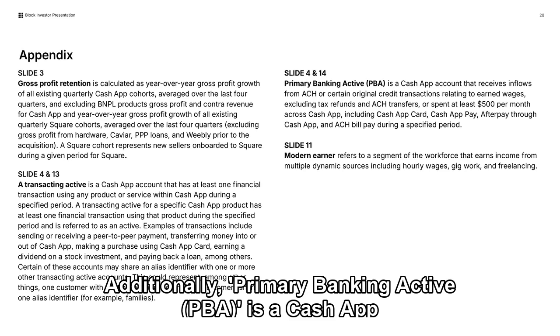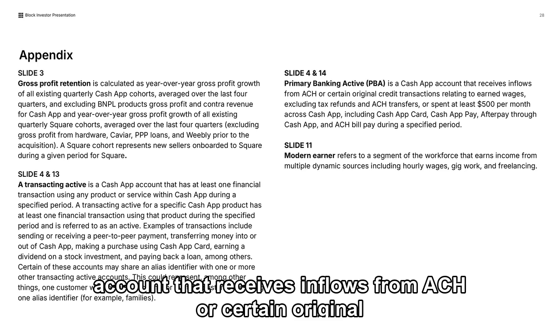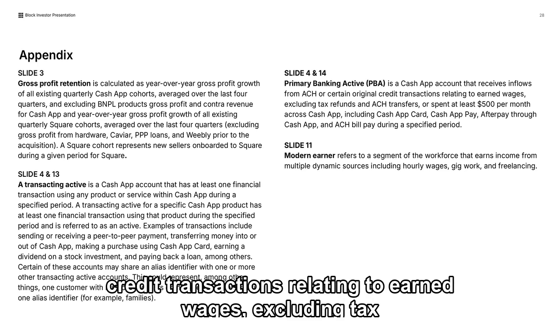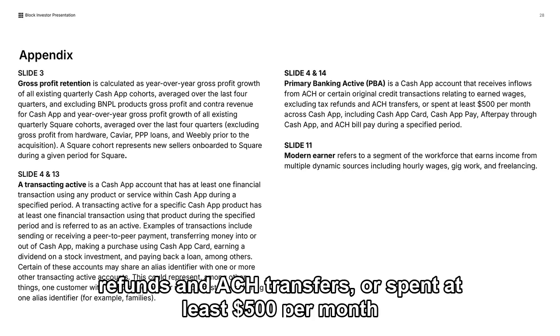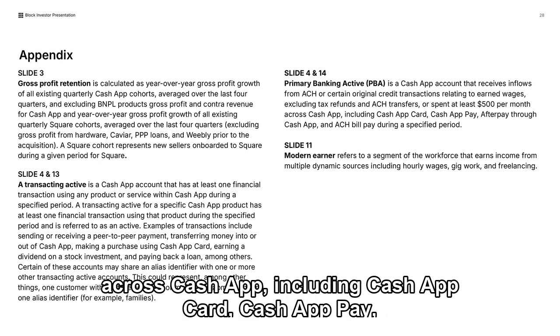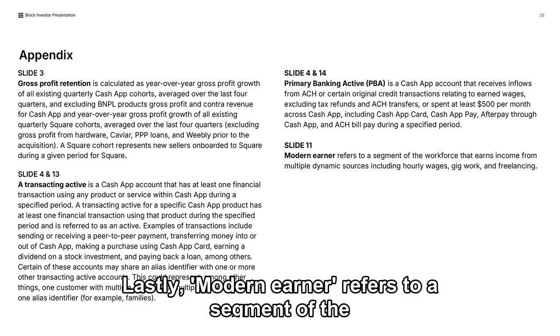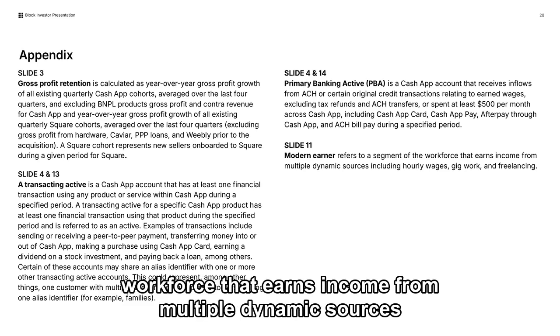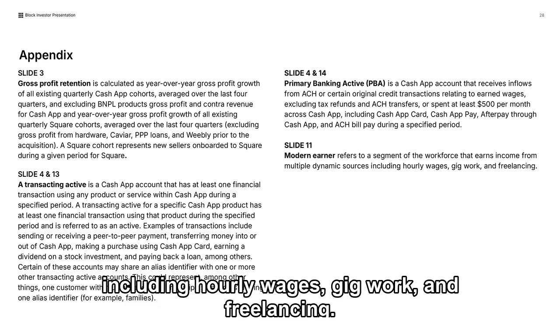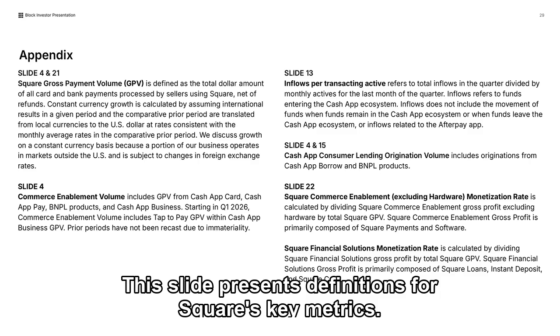Additionally, primary banking active (PBA) is a Cash App account that receives inflows from ACH or certain original credit transactions relating to earned wages, excluding tax refunds and ACH transfers, or spent at least $500 per month across Cash App, including Cash App Card, Cash App Pay, Afterpay through Cash App, and ACH Bill Pay during a specified period. Lastly, modern earner refers to a segment of the workforce that earns income from multiple dynamic sources including hourly wages, gig work, and freelancing. This slide presents definitions for Square's key metrics.